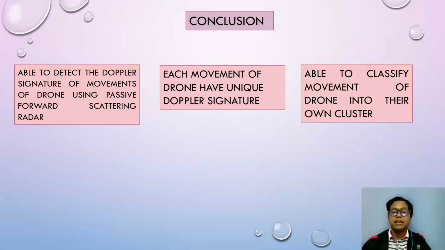As a conclusion, the passive forward scattering radar (PFSR) system can detect the Doppler signature of the drone movement. The Doppler signatures of RL and UD show a difference in the time domain. And lastly, the movement of drones can be classified successfully into their own clusters by using principal component analysis (PCA).